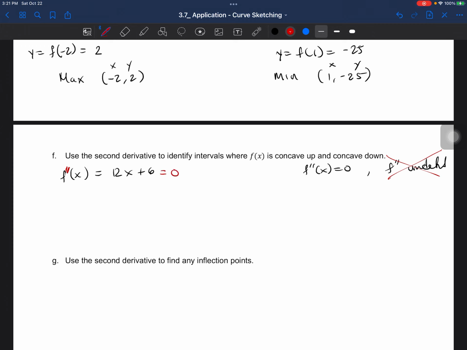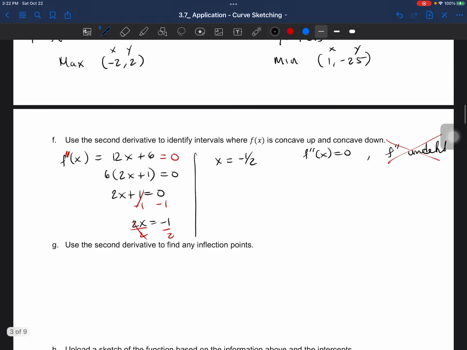By the way, this is double prime. The only option that we have here is to set this equal to 0 to find the zero of this function. Now we can factor again. If we want to, we can factor 6, 2x plus 1, set equal to 0. This implies that 2x plus 1 equals 0, by dividing both sides by 6. Then solving for x, minus 1, 2x equals negative 1, divided by 2, divided by 2. That implies that x equals negative 1/2.